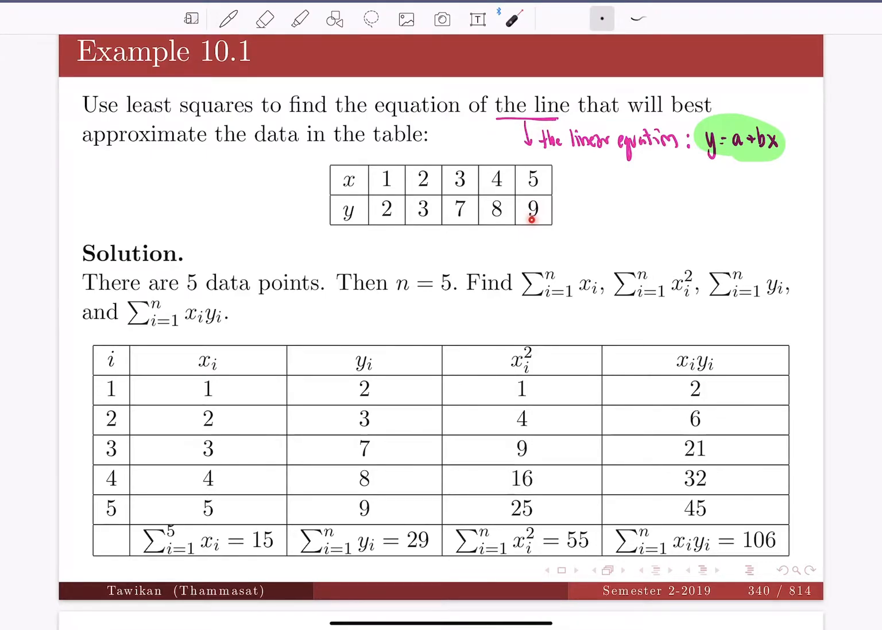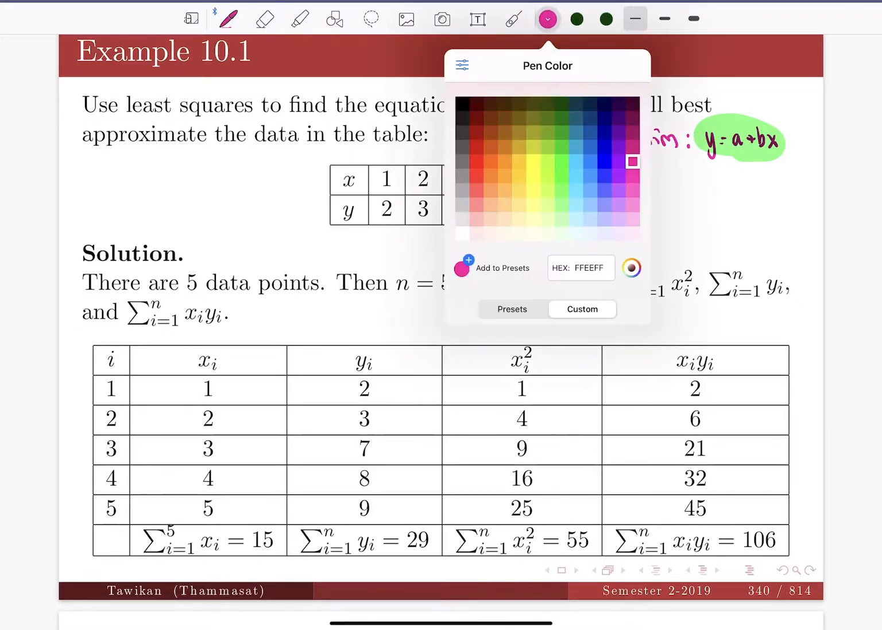And we want to use the concept or the technique of least squares approximation to use those 5 data points to get the values of a and b such that this is the linear equation that fits or runs through this data. Okay, and with the linear equation, there are 2 constants to be determined, a and b. So the system of normal equations will be a system of 2 equations and 2 unknowns that look like this.